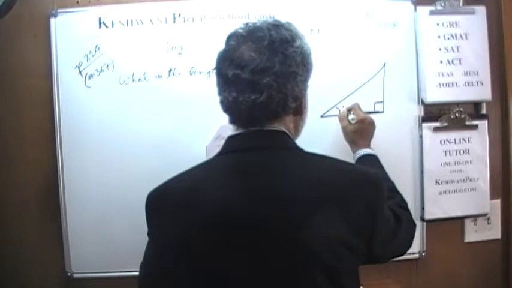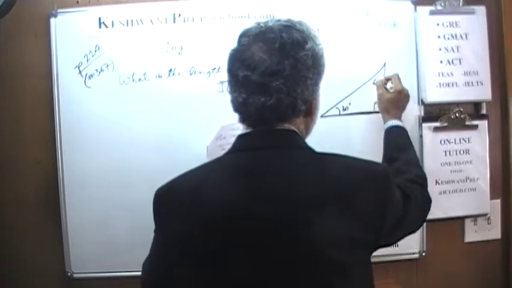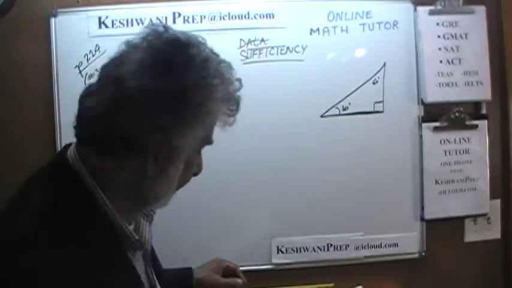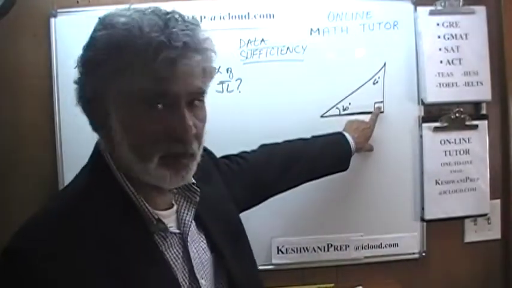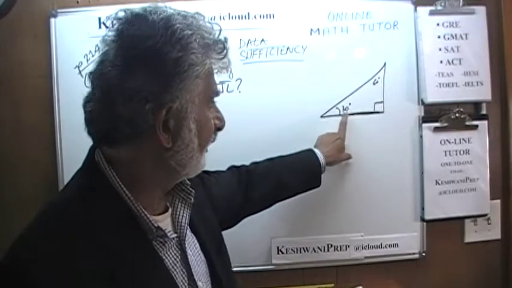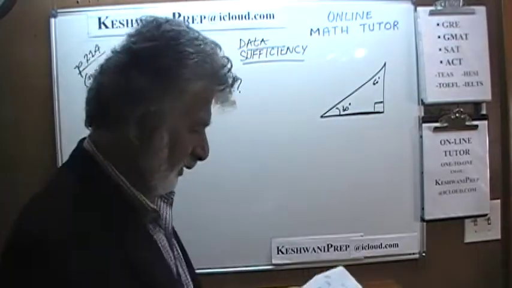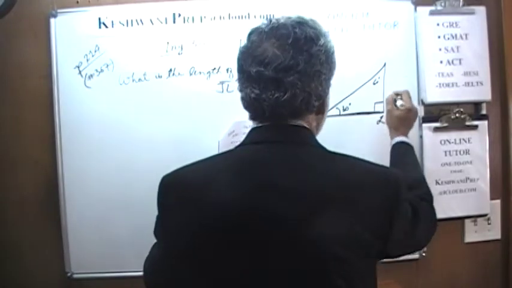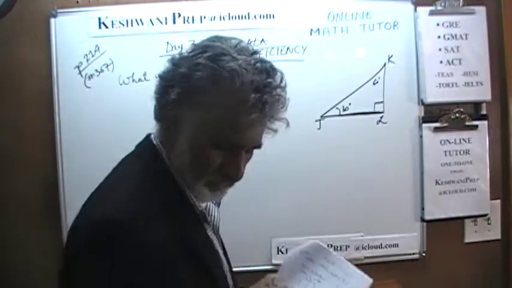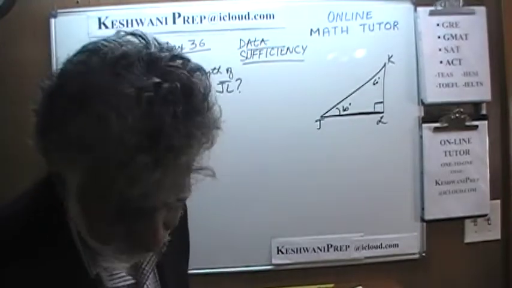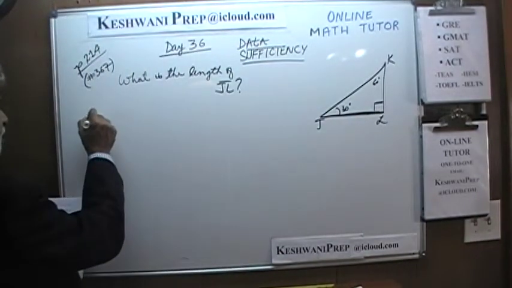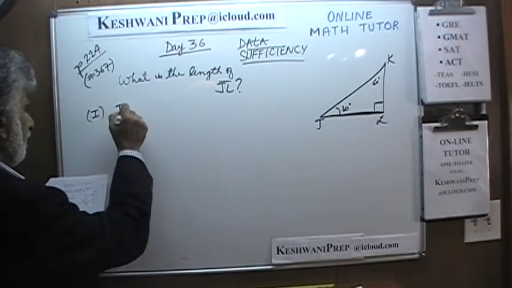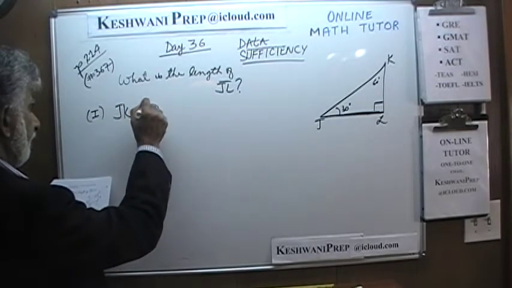We are told that this is 30 degrees, this is 60 degrees, and this is 90 degrees. As a matter of fact, they don't tell us that this is 90, but of course we can deduce that it must be 90 if this is 30 and this is 60. And the question is, how much is JL? It's J to L to K, and that's all it is. Is there anything that they tell us? Let's see what the first statement tells us. The first statement tells us that J to K is 10.